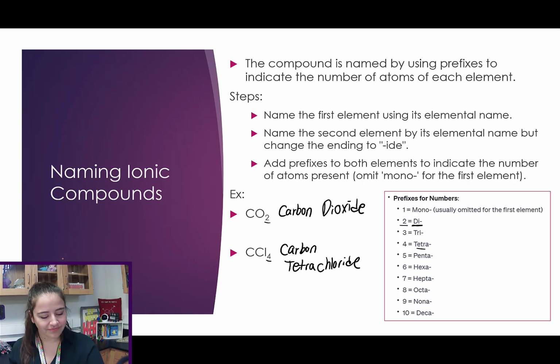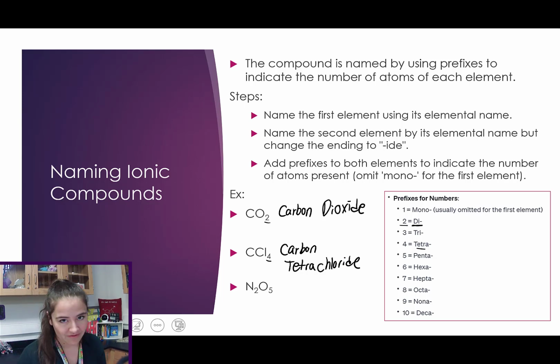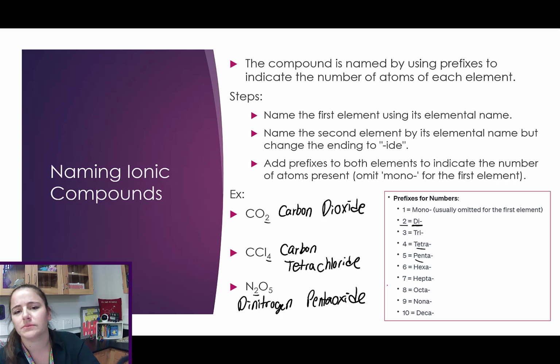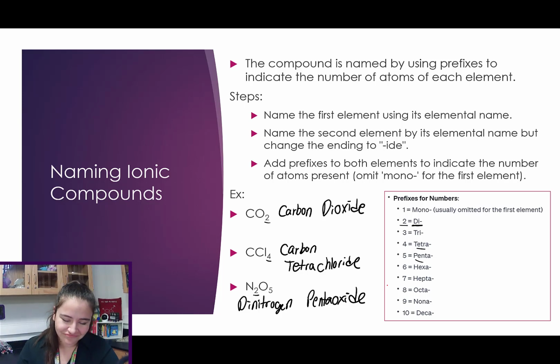Okay, let's try a hard one. What would this one be? N2O5. So if we have more than one of that first element, we do use a prefix. So we have dinitrogen. And then 5 is penta. So dinitrogen pentaoxide. Might be pentoxide. Close enough. I don't know if that is in there. That's just a spelling thing. You guys get the general idea. Okay, cool.